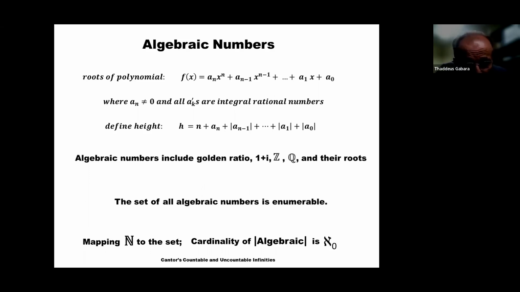He found that, and this is in his very first paper in 1874, he found that the set of all algebraic numbers is enumerable. It has a size that's just like the rational numbers, just like the even numbers and the odd numbers and the square numbers. It's Aleph null.